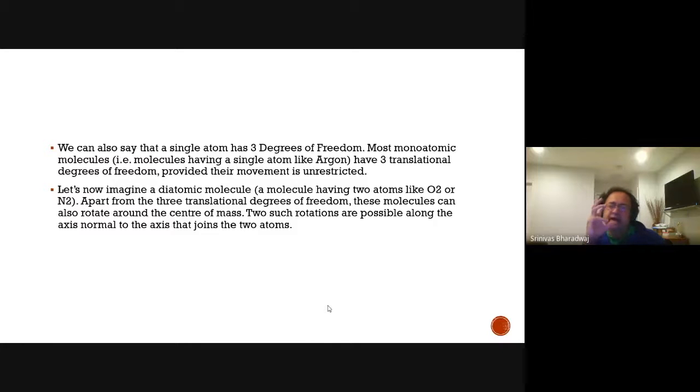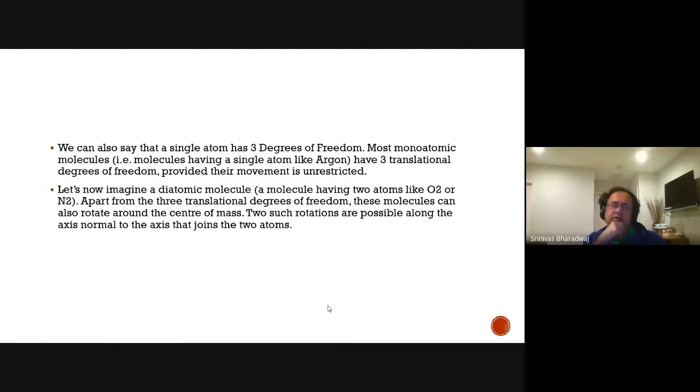Now let's imagine a diatomic molecule like O2. Remember that O2 is diatomic, and N2 is diatomic. So a lot of the gases are either O2 or N2. Carbon dioxide, in fact, is a very small part of what we have. As I discussed before, the amount of carbon dioxide in the Earth's atmosphere has increased from 290 parts per million to 420 parts per million today.